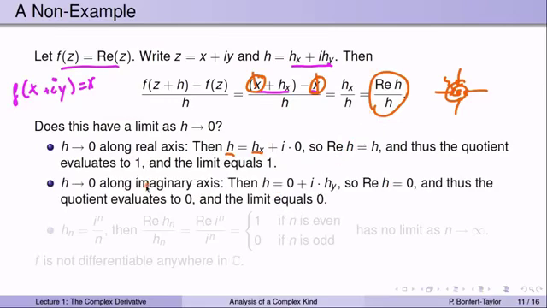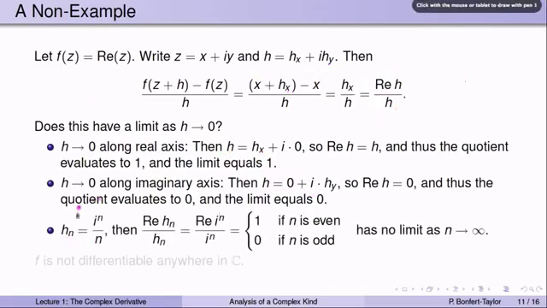Next, let's have h approach 0 along the imaginary axis. Then h has no real part and only has an imaginary part, so h is of the form 0 plus i times hy. In other words, the real part of h is 0. So again, in this fraction real part of h over h, the numerator is 0. So the whole fraction evaluates to 0, and in the limit, as h approaches 0 along that imaginary axis, the limit is still 0. That's a different limit than we obtained coming along the real axis.